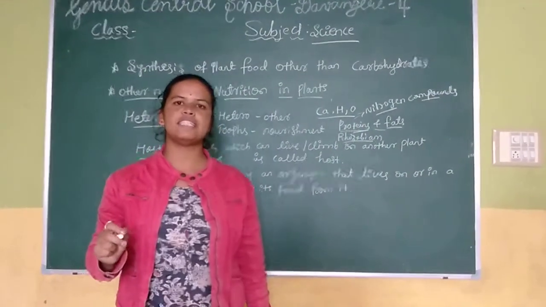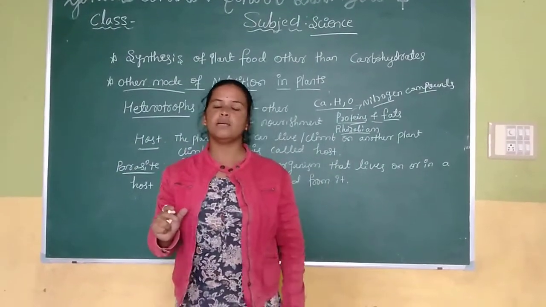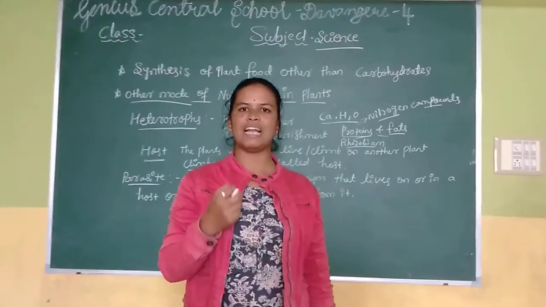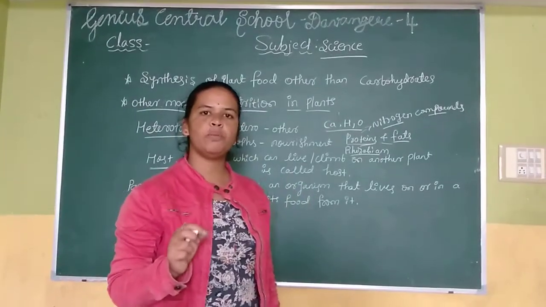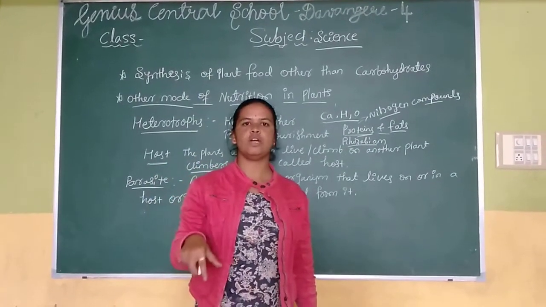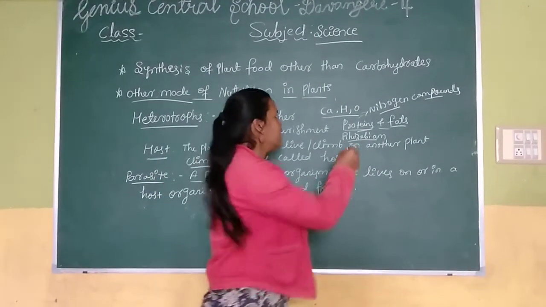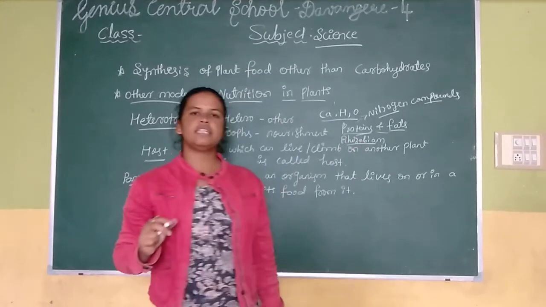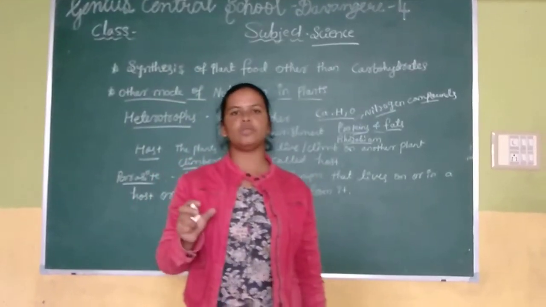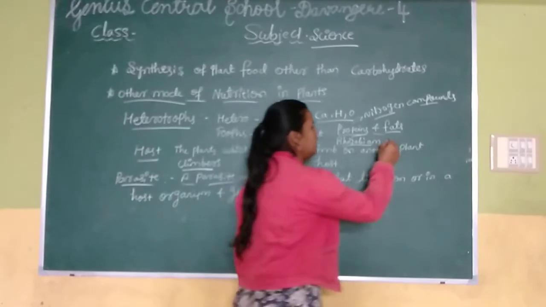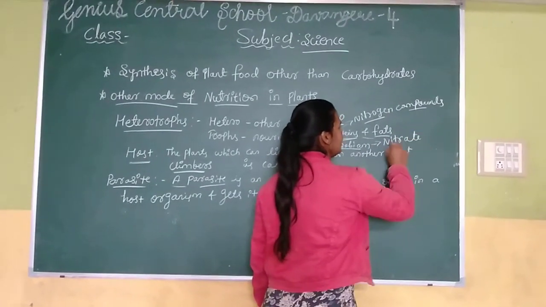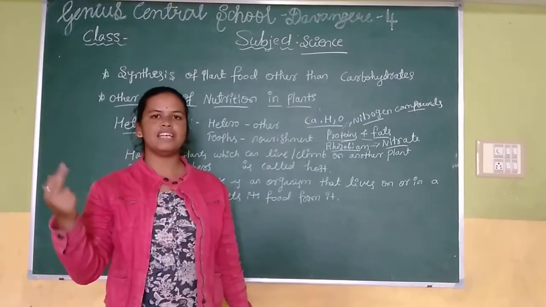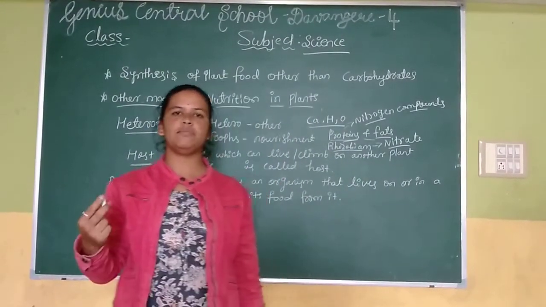Nitrogen gas is present in the atmosphere in large amounts, but the plants cannot absorb that atmospheric nitrogen. That's why the rhizobium bacteria is present in the soil. The rhizobium bacteria can convert atmospheric nitrogen into nitrate form, which then passes into the plant body.